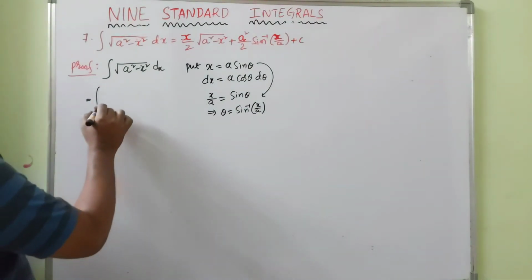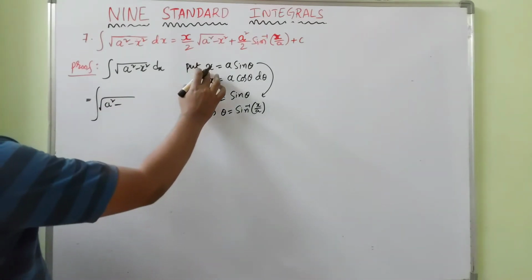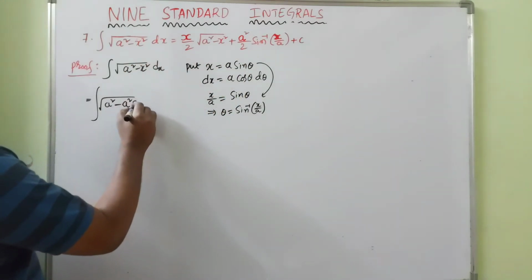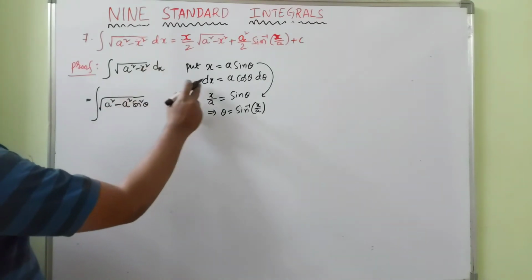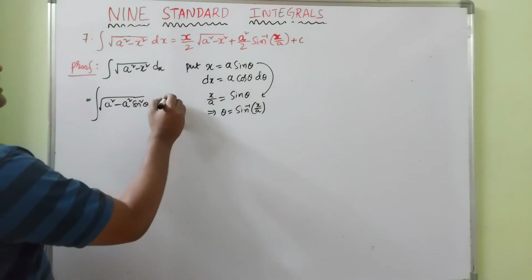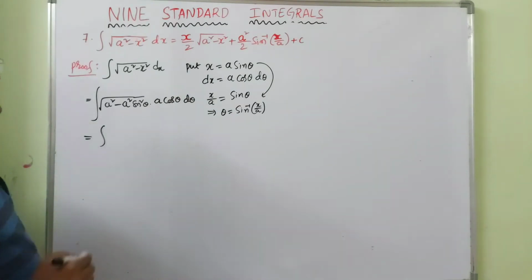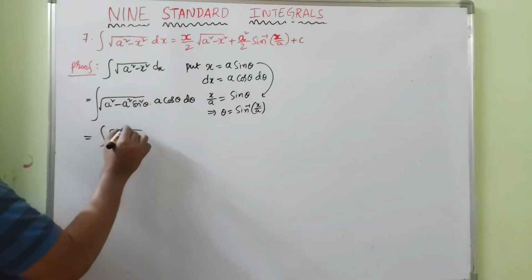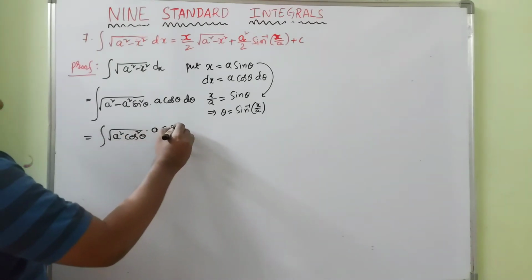Integral of root of a square minus x square, where x is equal to a sin theta. Substitute here. x square means a square sin square theta. Now after this we have dx. What is dx? a cos theta d theta. Now go for simplification. Here a square is common. If you take a square common, you will get 1 minus sin square theta, that is nothing but cos square theta, a into cos theta d theta.